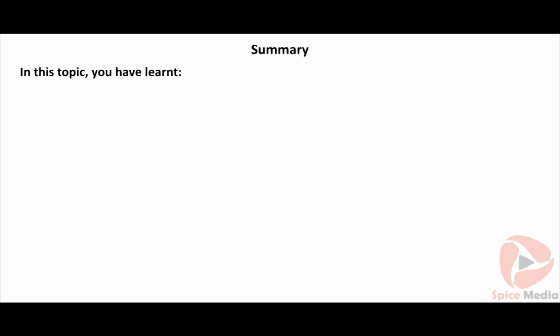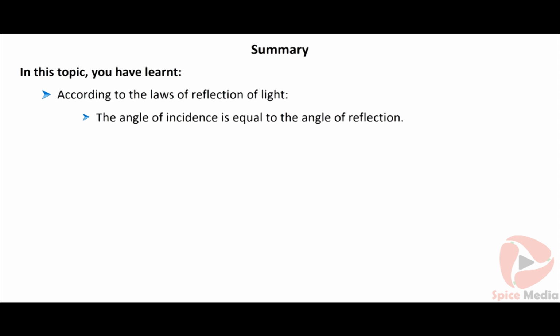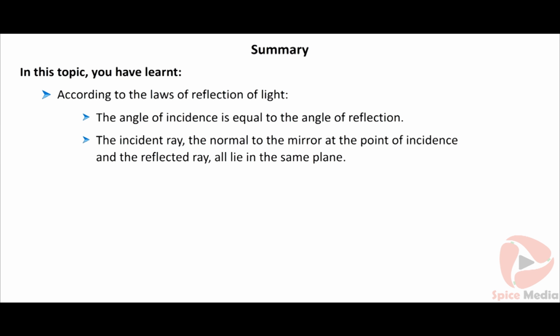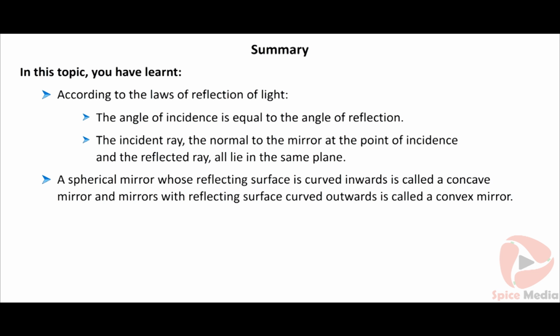In this topic, you have learnt that, according to the laws of reflection of light, the angle of incidence is equal to the angle of reflection. The incident ray, the normal to the mirror at the point of incidence, and the reflected ray all lie in the same plane. A spherical mirror whose reflecting surface is curved inwards is called a concave mirror, and a mirror with the reflecting surface curved outwards is called a convex mirror.